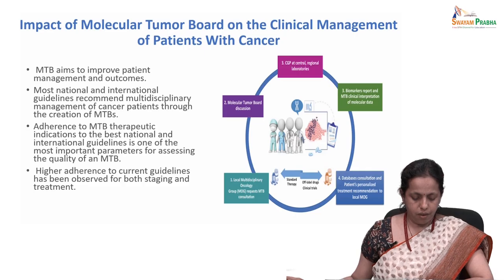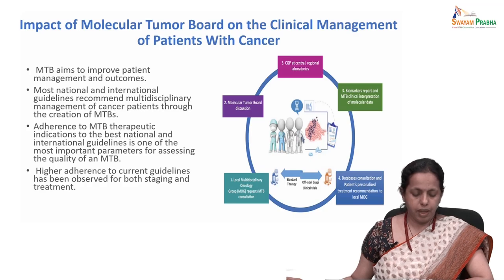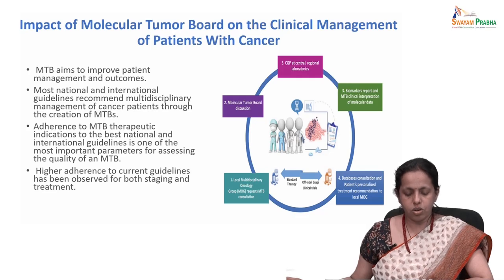And then you have a local multidisciplinary oncology group which will request your MTB consultation. That is your molecular tumor board group. And then the molecular tumor board will have a discussion, their meeting about all the profile, and then you will have a central regional. So it's not that only one testing for this tumor is done, it's even done at different levels. And then you have the biomarkers report and MTB interpretation.